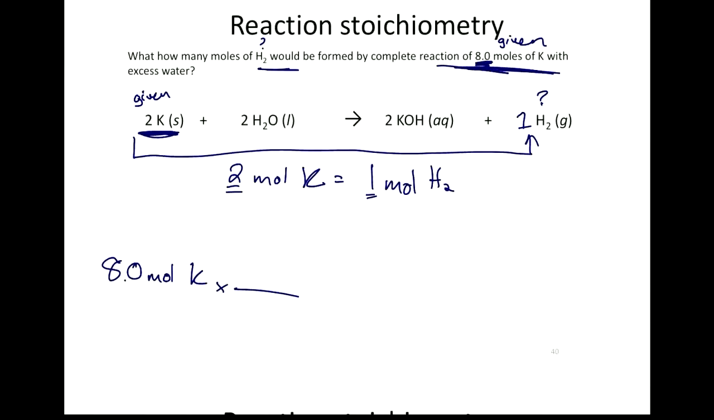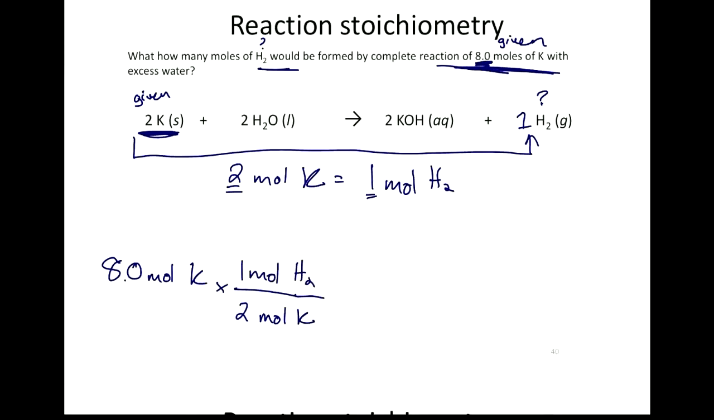Bottom. It's going to go on the bottom because I want moles of potassium to cancel. So note here I'm canceling the mole amount, but I'm also canceling the substance. You see how I'm canceling moles of potassium. Make sure that you're canceling out the correct thing. So 2 moles of potassium, and then 1 mole of hydrogen goes up top.